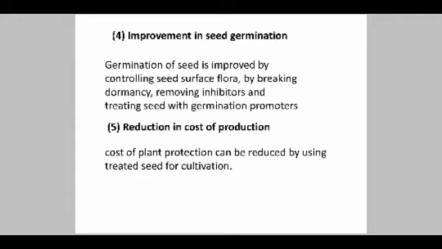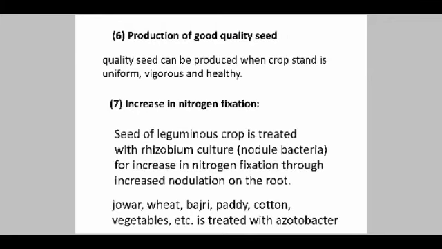Next is the reduction in the cost of production. The cost of plant protection can be reduced by using treated seed for cultivation. This helps in minimizing the cost of crop production to a greater extent. Next is the production of good quality seed. Good quality seed can be produced when the crop stand is uniform, vigorous and healthy. This can be achieved by using properly treated seed at sowing time.